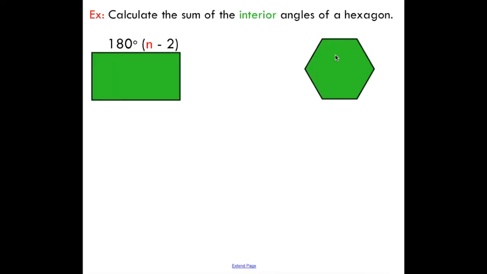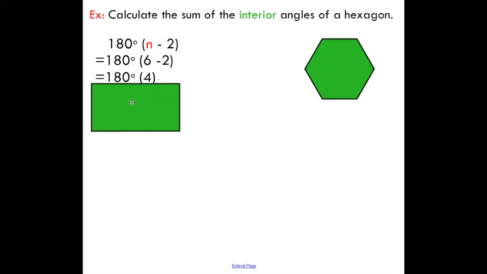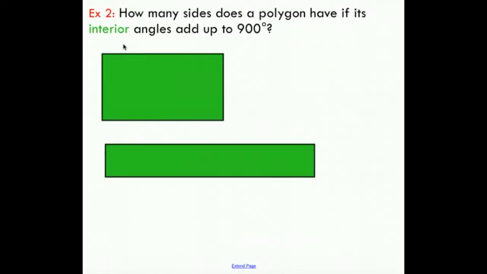So if I take a look at this hexagon, I know that the hexagon has 6 sides. So if I sub in 6 for n, I end up with 180 degrees times 4. The sum of the interior angles of a hexagon is 720 degrees. So another example applies the same concept, the same conclusion that we formed.